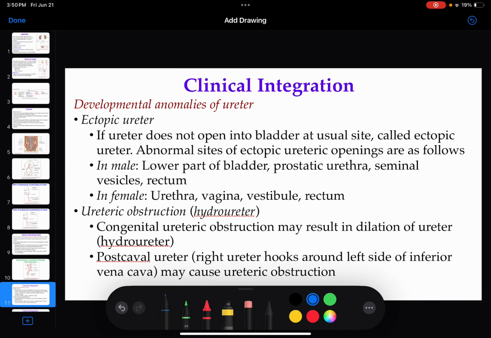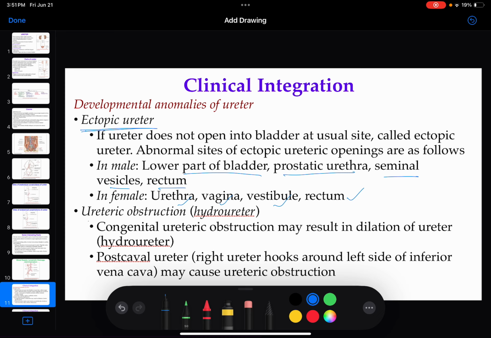So what are the applied aspects? Here there are some developmental anomalies of the ureter. First one is ectopic ureter. That means the ureter has to open into the urinary bladder. In spite of the urinary bladder, it may open somewhere into the prostatic urethra or seminal vesicles or into the rectum, or other than the normal part, that is the lower part of the bladder. And in females you can see it opening into the urethra, vagina and vestibule sometimes, and very rarely the rectum also. So this is called ectopic ureter.